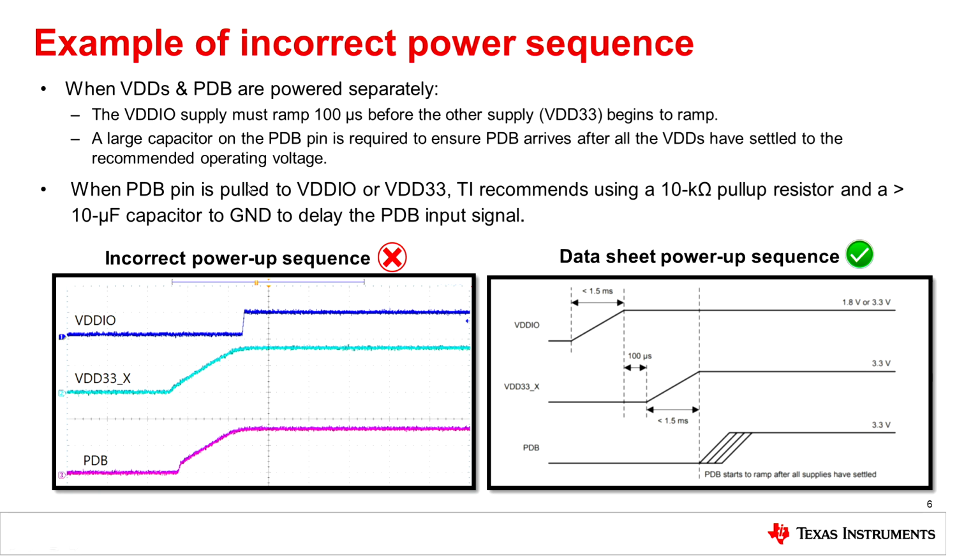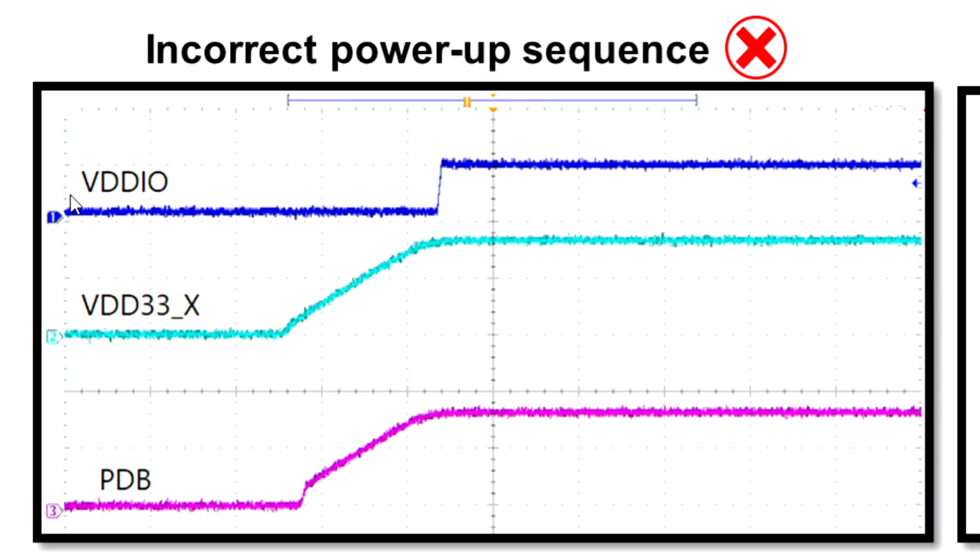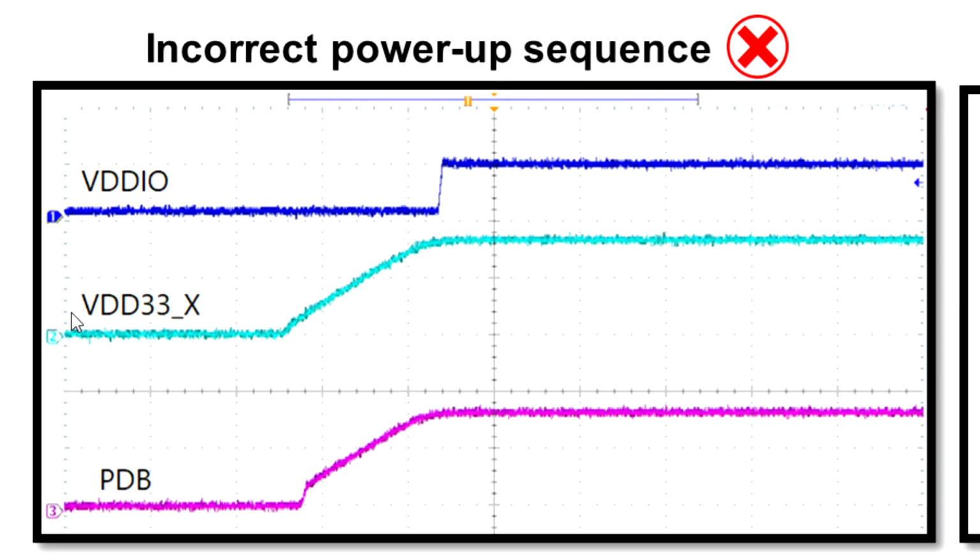This is an example of powering the device in the incorrect sequence. As you can see, they start by powering the device with PDB and VDD-33, and then after that they power the VDD-IO. This is the incorrect sequence because the VDDs are out of order and your PDB is powered first. The biggest issue here is powering your PDB first. When you power your PDB first, you enable your device, which means any voltage spike could damage your device.